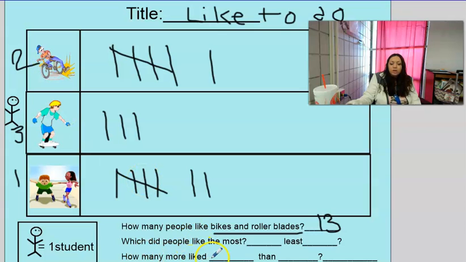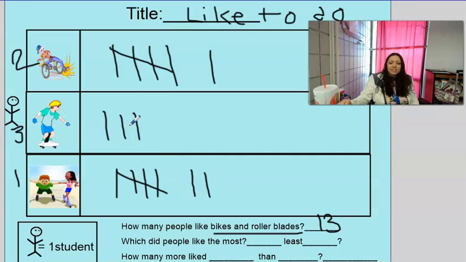How many more liked the bike than the skateboard? Well, let's look. I have 6 up here, and I have 3 down there. And if I have 6, and I take away the 1, 2, 3, what do I have left? 3. That's a doubles fact too. 3 plus 3 is 6.